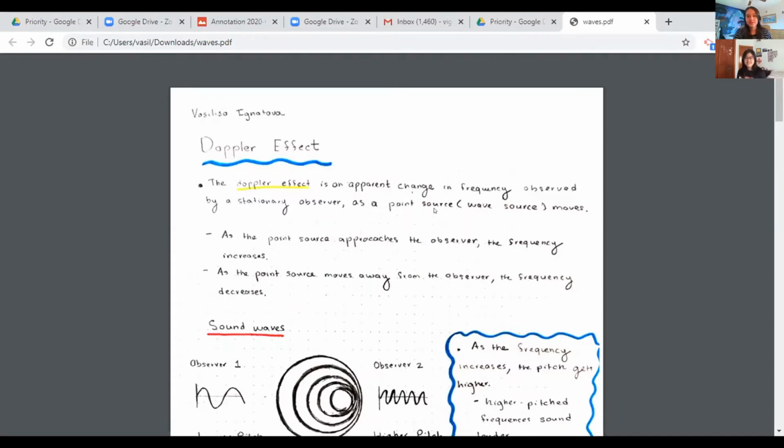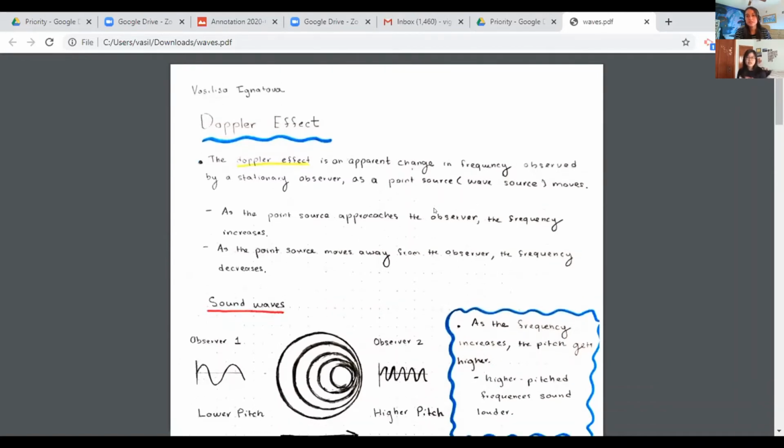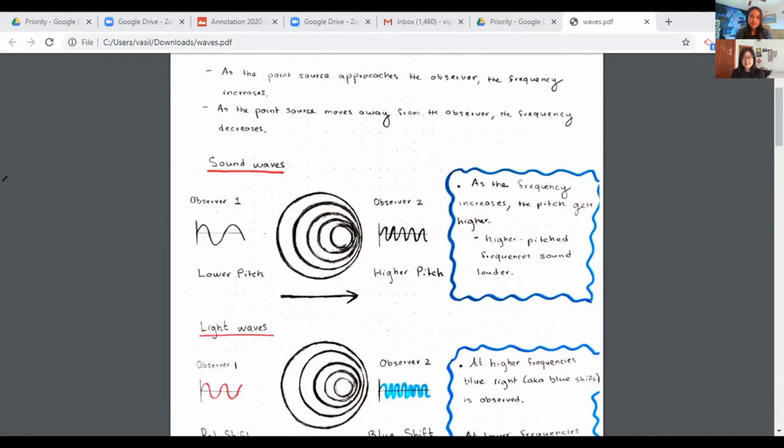So now we're going to talk about the Doppler effect. The Doppler effect is an apparent change in frequency observed by a stationary observer as a point source, which Joey described in her part of the presentation, moves. The Doppler effect can be seen both in sound waves and light waves.